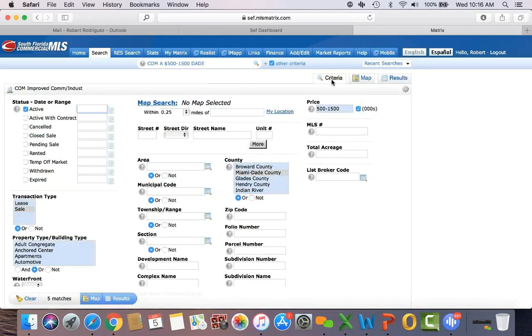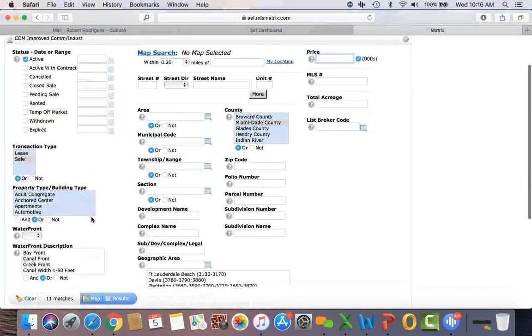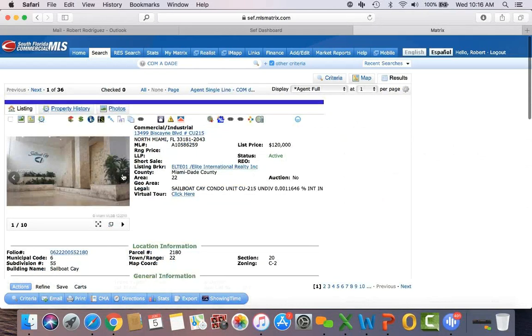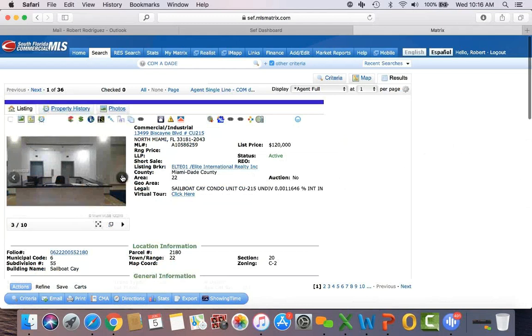All right, let's go back to criteria. And once again, that's the price that we've been looking for properties. Let's go ahead and remove the price. And there are 11 churches actually in Miami-Dade County once we remove the price. Another property that often people want to search for is medical offices. So there's 36 medical offices for sale, and these could be dental facilities or medical offices, or actually an office that can serve as either a medical or dental facility.